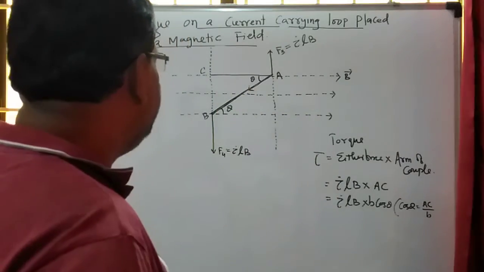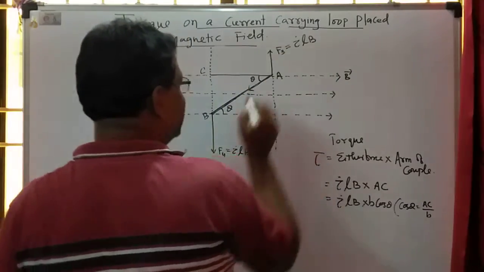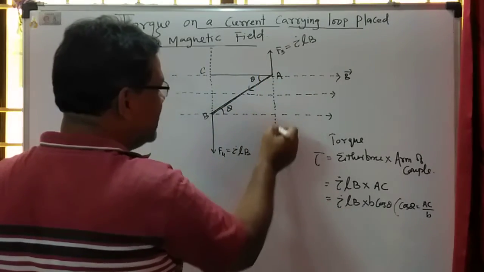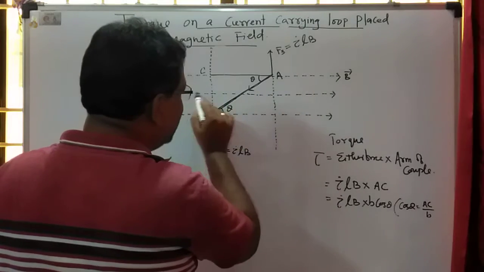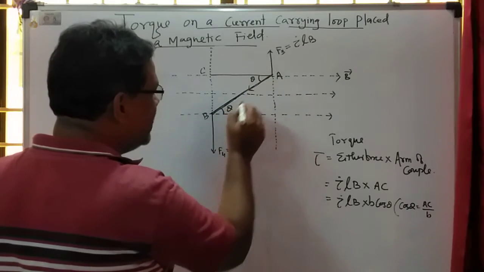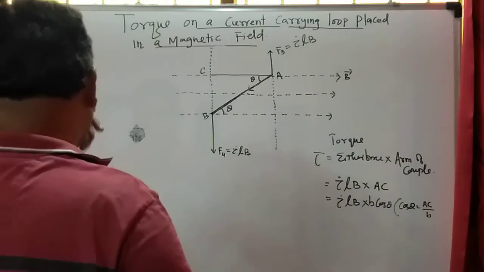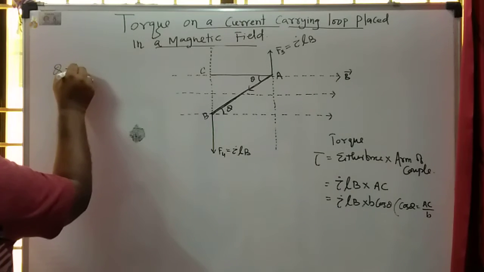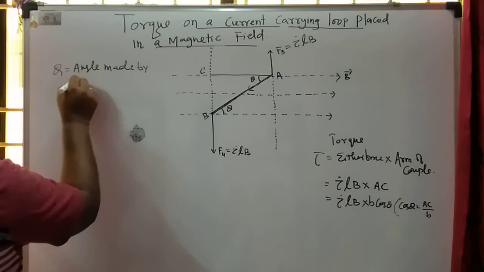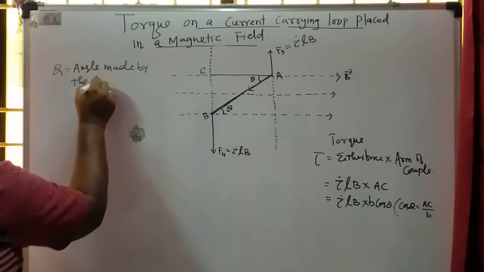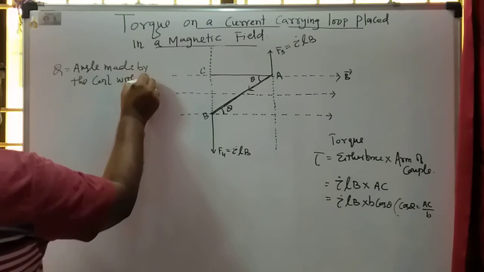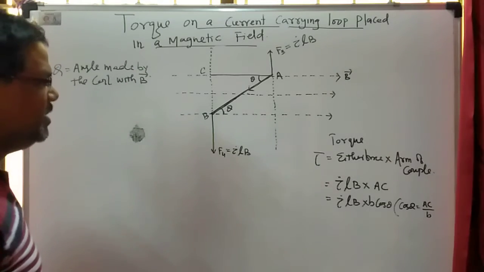So here AB is repeated, F3 is acting along this way, F4 along this way. The dotted lines are the lines of action, and these dotted lines are the magnetic field, that is the uniform magnetic field. Theta is the angle made by the loop or the coil with the B vector.